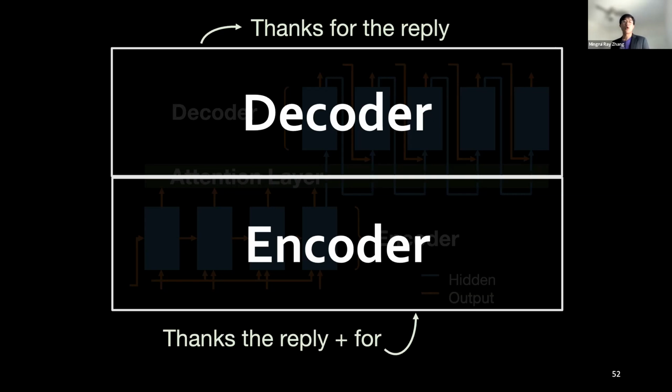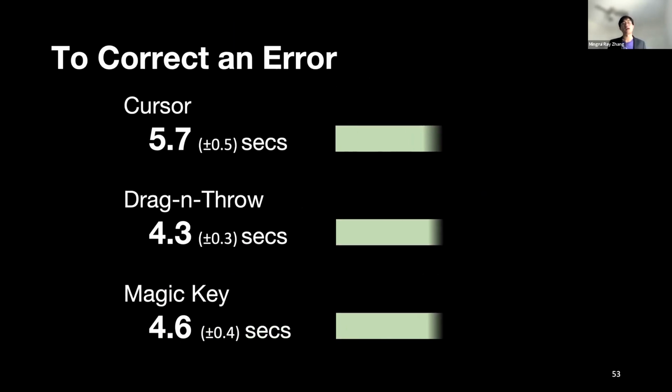After the training, we have the model, we plug it into the keyboard, and we conducted a user study to see how well it performed. We found that indeed the intelligent interactions were faster. Basically, we asked the participants to compose a message and then correct the errors using different interactions. On average, it took around 6 seconds to correct a single error with the cursor.